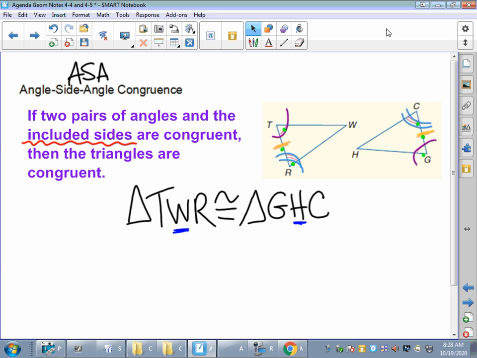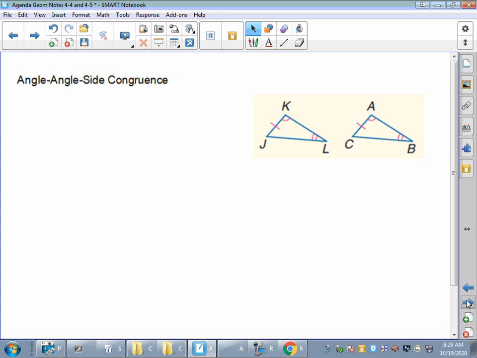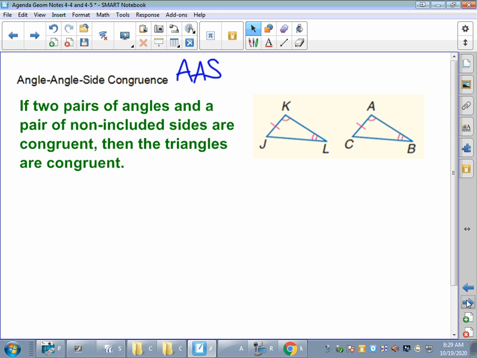Last but not least, we've got one more way to show that triangles are congruent without having to write out all the pairs of sides and angles. This one is angle, angle, side. So you might be shocked to learn that I just write AAS. By the way, we do not do angle, side, side. That is not one of our things, so don't even think about it.